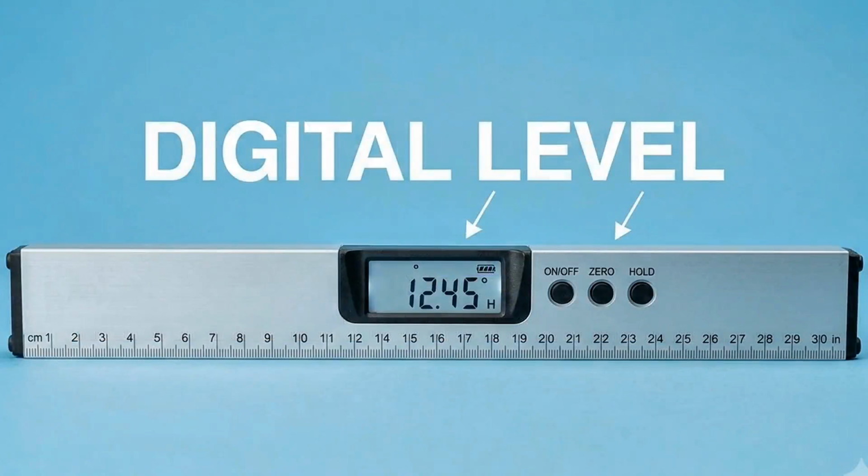A digital level performs the same job as a spirit level but displays the angle on a digital screen. It provides faster and more accurate readings, especially when installing roofs, staircases, or structural steel. The digital display reduces reading errors and allows workers to measure exact angles with confidence.